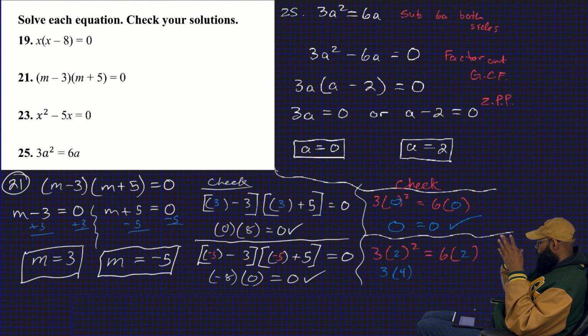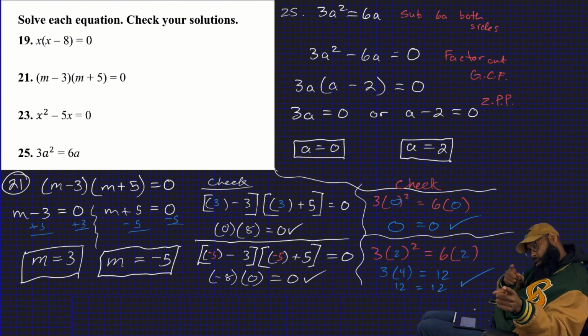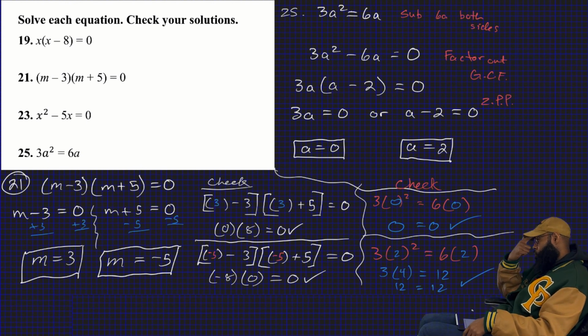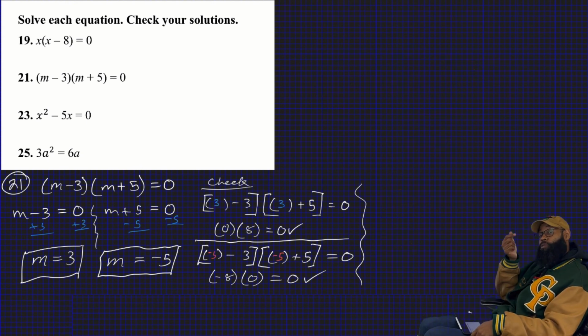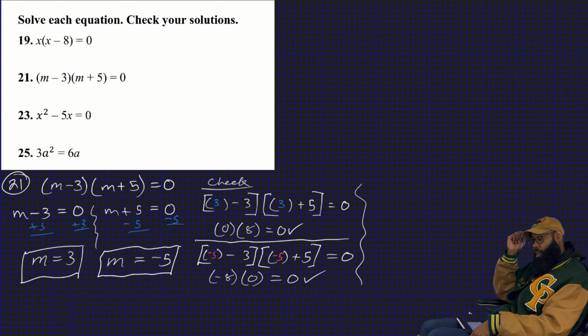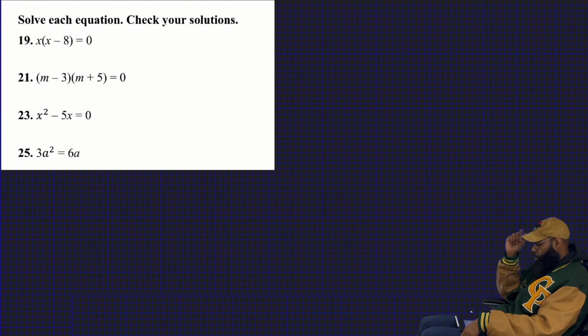And this is where I'm like, hold on, is this gonna work? 2 times 2 is 4, 3 times 4 is 12. Oh, and 6 times 2 is 12. We got it. All right, guys, I would not be surprised if you wanted to go back and watch that again, but we're gonna keep on moving.